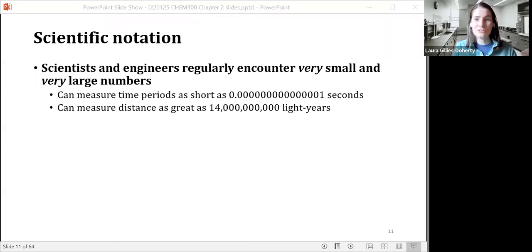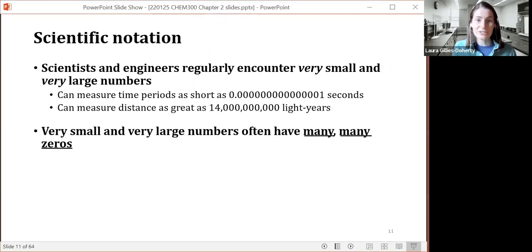So we have this huge span of measurements that we have to cover in science, from the very small to the very big. And so to do this, we use scientific notation because these very small numbers and these very big numbers have a lot of zeros, right? Look at all these zeros.